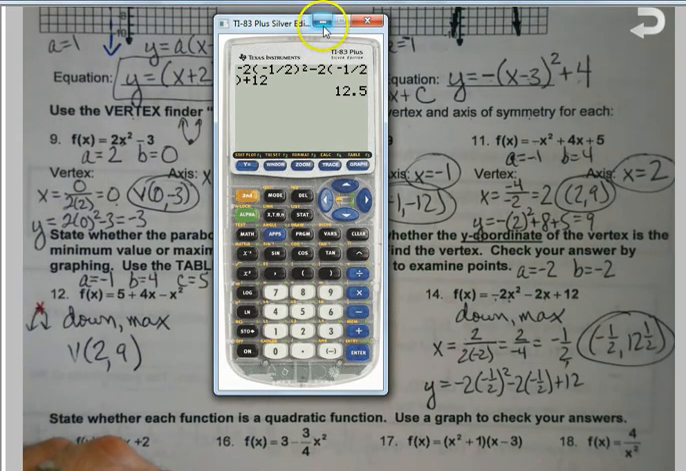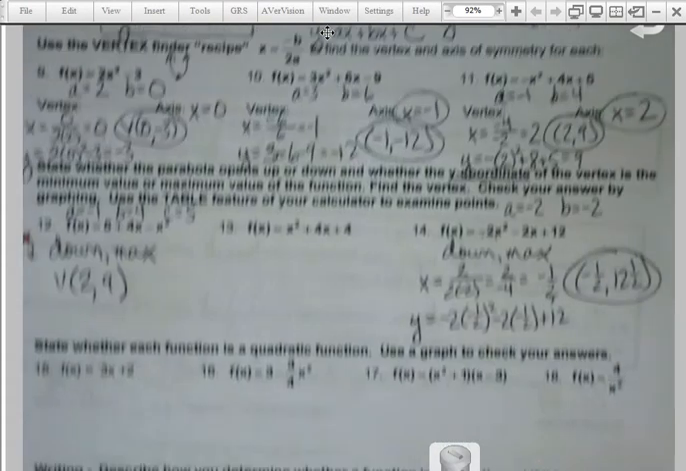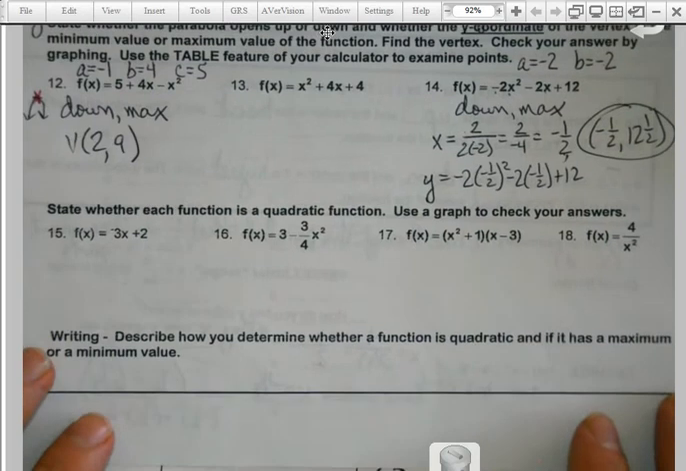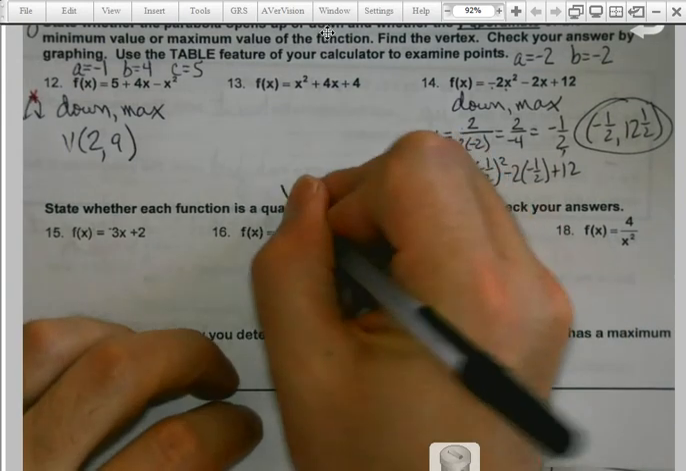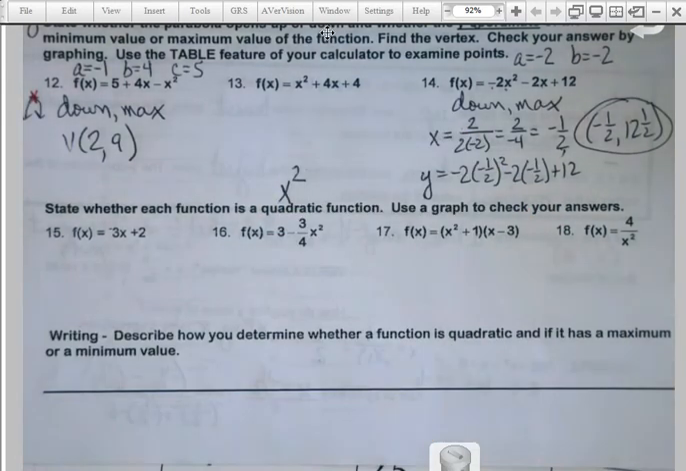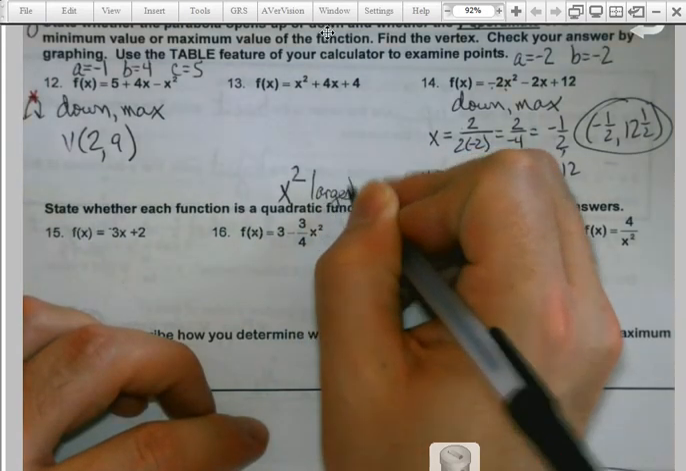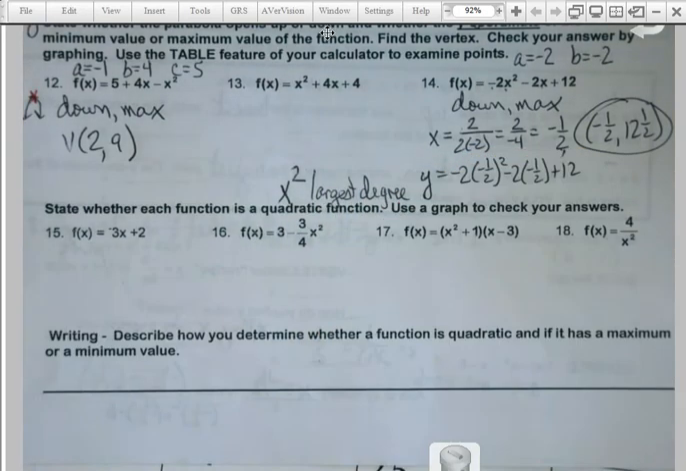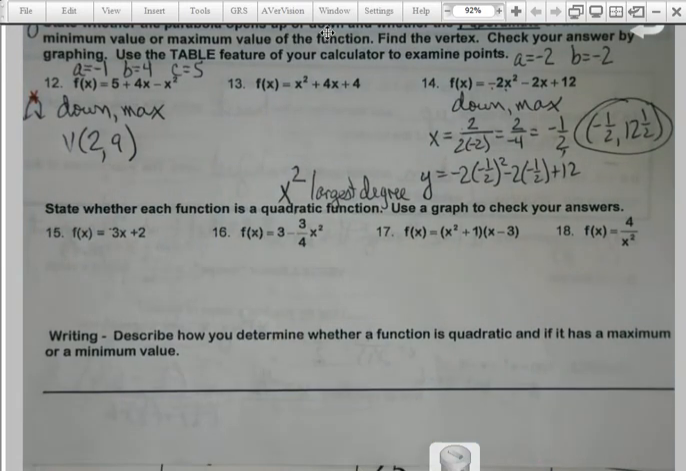And again, I like to try and keep everything as simple as I can. So if we bump this up a little, let's see, what do we got here? State whether each function is a quadratic. Basically, is x squared the largest degree? Is 2 the largest exponent that you're going to have on a single term? I don't know about needing to use a graph to check your answers, because if we understand the definition of a quadratic, which is something that's x squared, then we know.